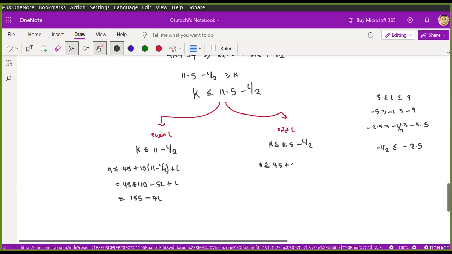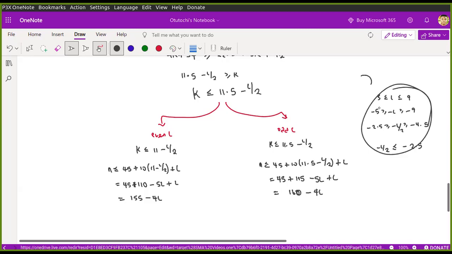For the other case, this implies that n is less than or equal to 45 plus 10 times 11.5 minus L over 2, plus L. This is equal to 45 plus 115 minus 5L plus L, which is equal to 160 minus 4L. So again, let's go back to this.